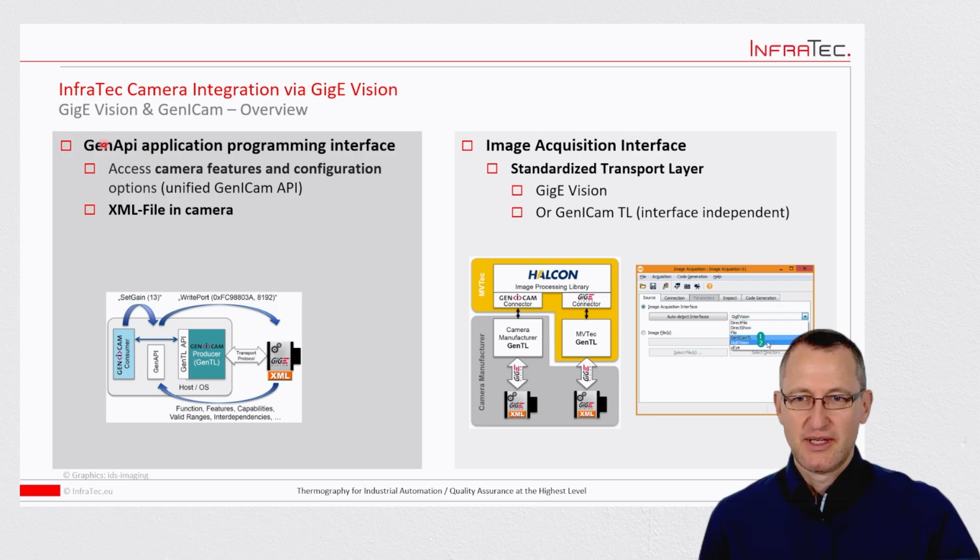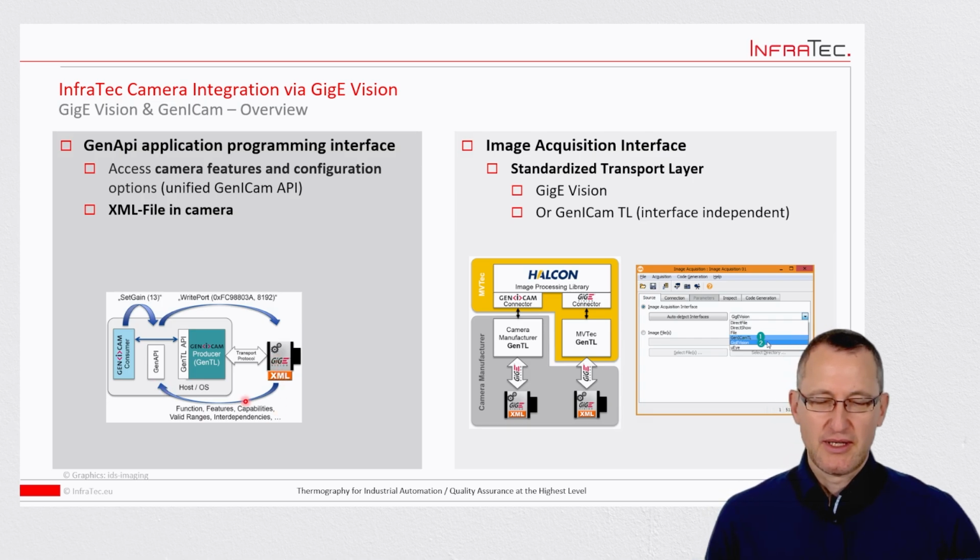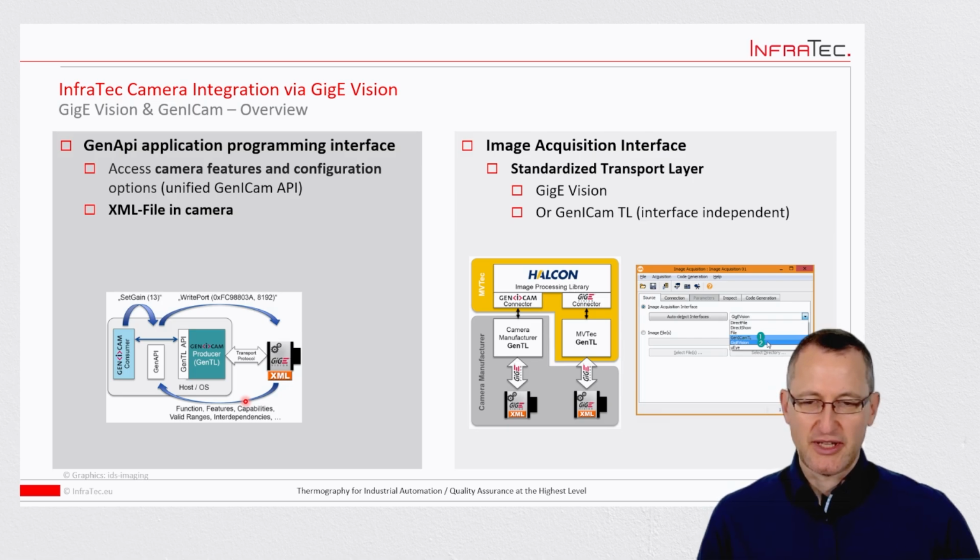First of all, the API, the programming interface. This allows access to the camera features and configuration. How this is done: as we can see here, there is an XML file inside the camera. This XML file describes the features and functions of that camera to the software. So the software can detect what the features of the camera are, and it can allow access to those features of the camera.